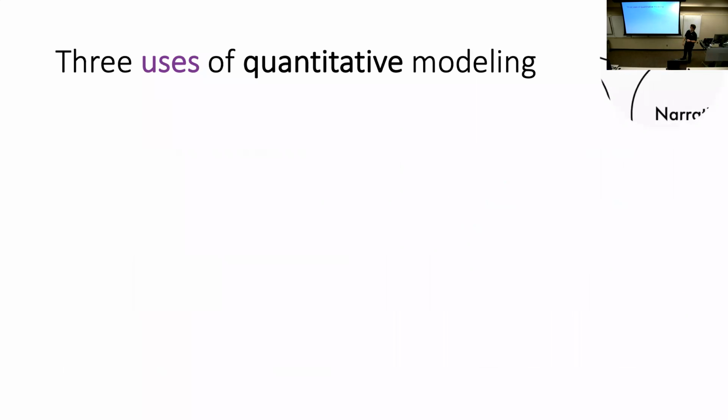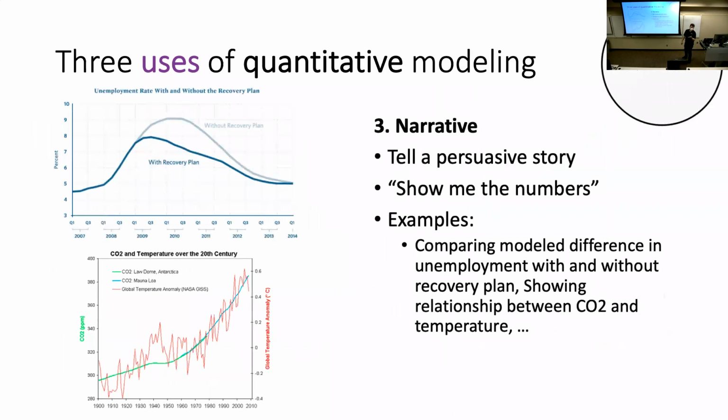Now, the last thing we can do with models is narrative, to tell a story. Back when Obama was president, there was a major economic downturn, and Obama wanted to put a recovery plan in, which he ended up doing, but he needed to convince people of the recovery plan.